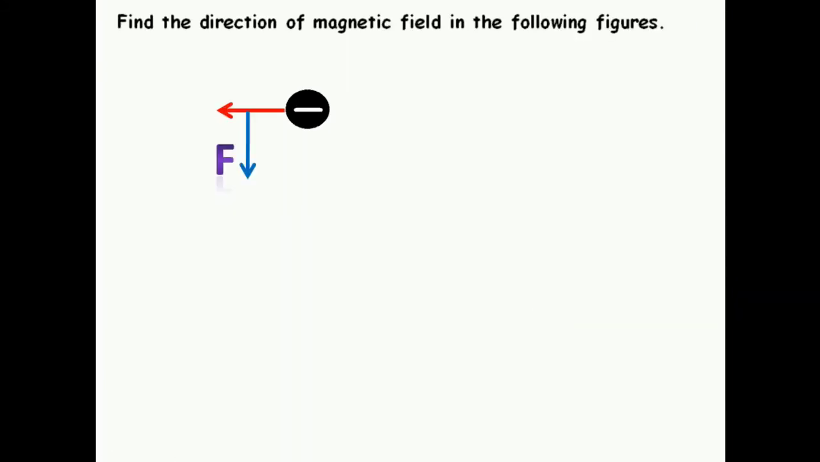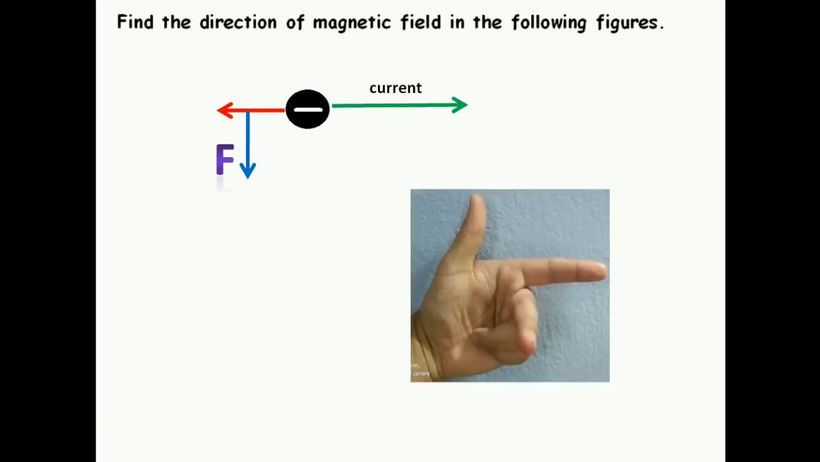This is the different question. In this question you have to find the direction of magnetic field. Negative charge is going towards the left, that means current is going towards the right. Now this is the Fleming's left hand rule. So first I'll point the current. This time we don't have magnetic field, so I'll point the current.